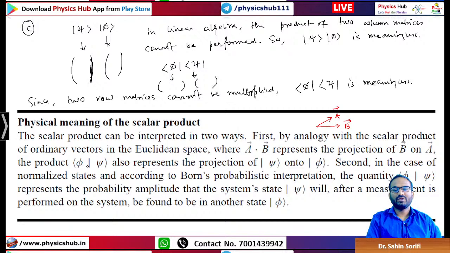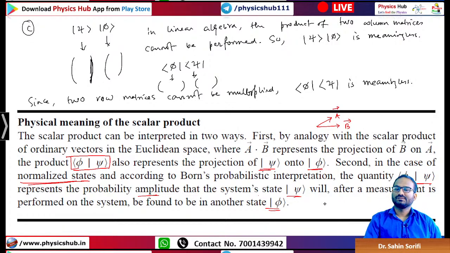Now the product of phi psi, this is the scalar product of phi psi, it also represents the projection of let us say psi onto phi, in a similar manner. Second, in the case of normalized state, and according to Born's probabilistic interpretation, normalized state means the scalar product with itself should be 1, and Born probabilistic interpretation we have already talked about. Quantity phi psi, what does it represent? It represents the probability amplitude that the system state psi will, after a measurement is performed on the system, be found in another state phi.